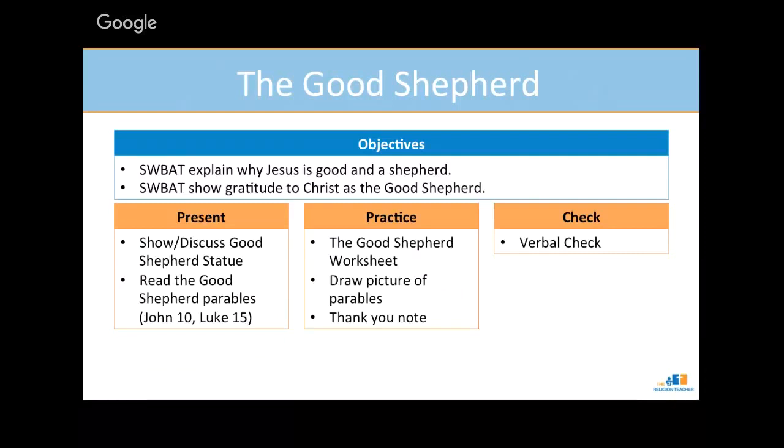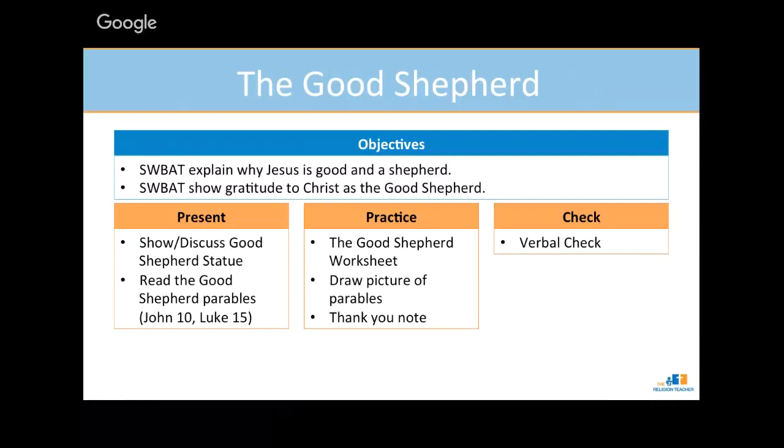And the presentation might be to show or discuss the Good Shepherd statue. You can show a picture of it, or you could bring one in if you have one in the class or the school or the parish, and just talk about it. Observe the statue and tell me what you see. What is this person doing? Why do you think he's doing that? Then actually maybe read the parable.